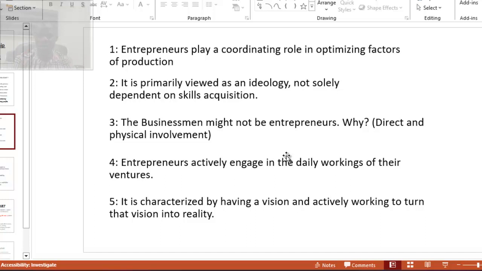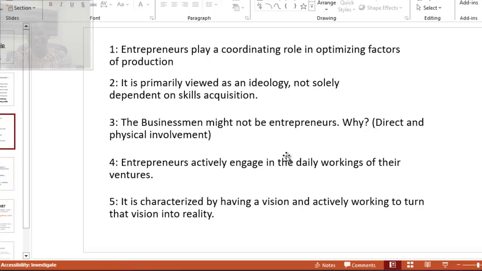Unlike a businessman, you could have a business, and let's assume that I have like 1,000 bags of water, right? I could get somebody that will be selling for me without me getting myself engaged. I'm just a businessman, by the way. You understand? But being an entrepreneur goes a long way more than that. When talking about an entrepreneur, he is actively involved in the ideology.